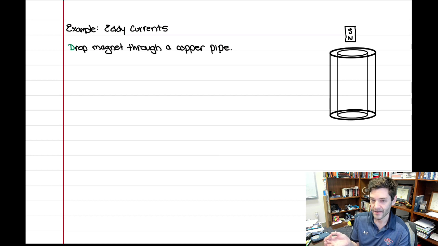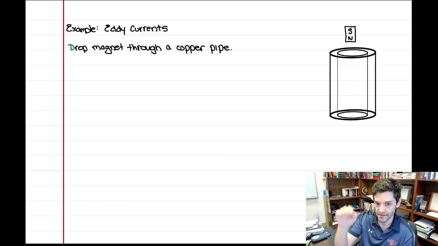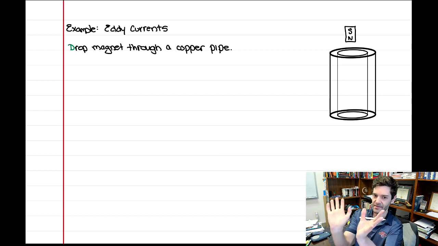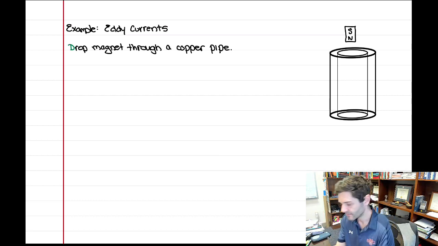And then we're going to want to ask, why then, when I take an aluminum pipe and drop the magnet through, it still takes longer than if there was no pipe at all, but it gets out of the pipe faster than it did with copper. So copper seems to be stopping it more than, say, aluminum. What's going on?